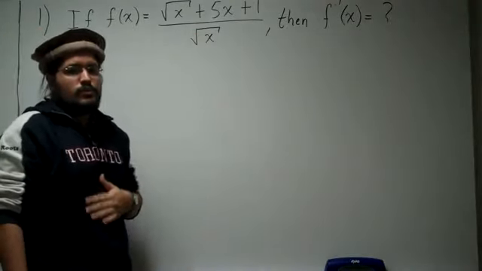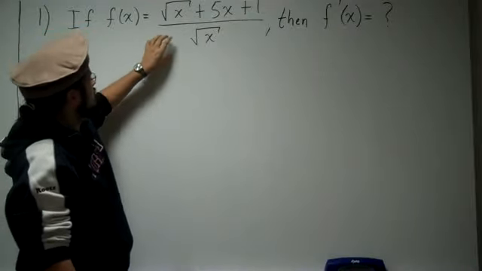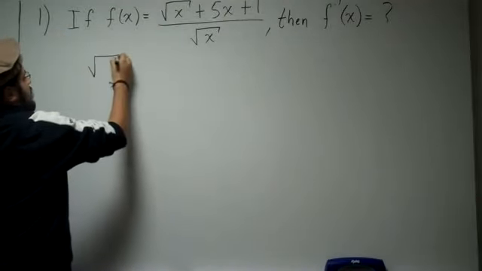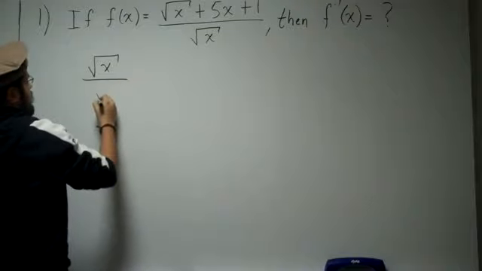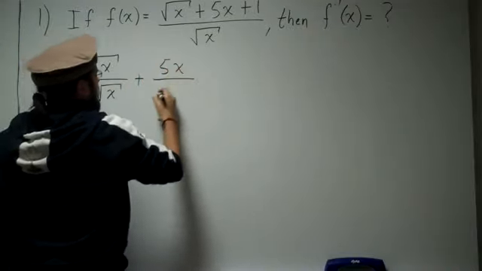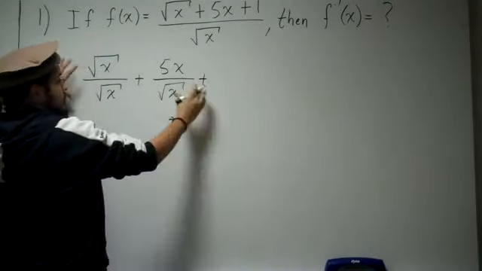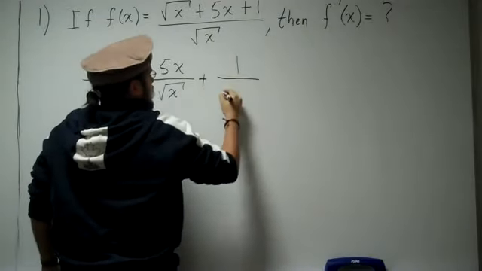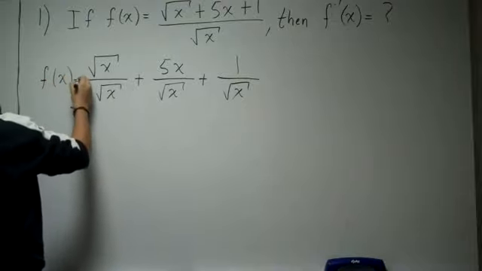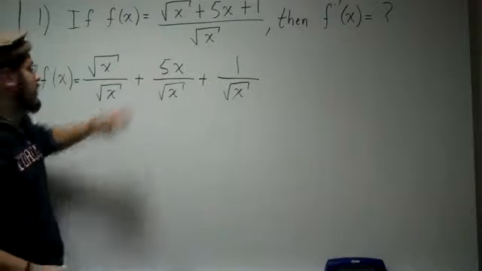Alright, so we can approach this many different ways. You know the quotient rule, you also know the product rule, but I'm going to approach this differently. I'm going to break this fraction up into 3 different fractions. So there's our new function here, and now we want to take the derivative of this function.